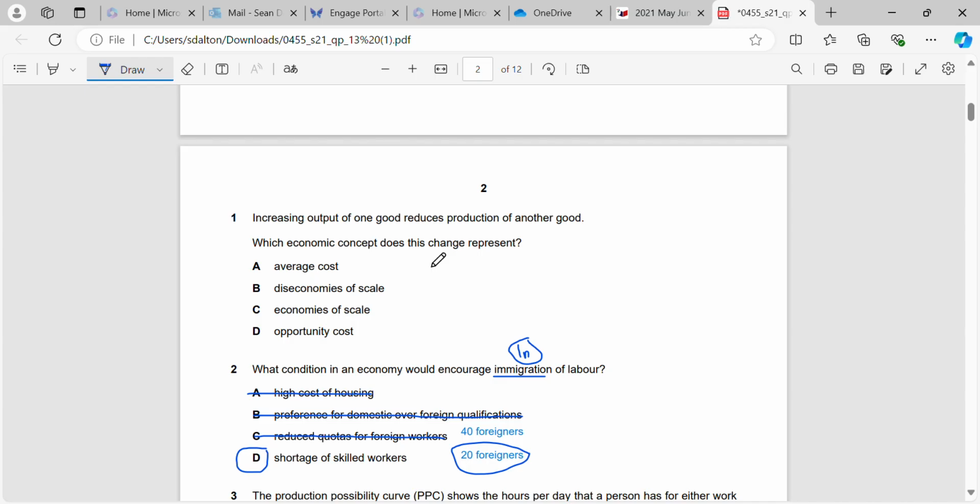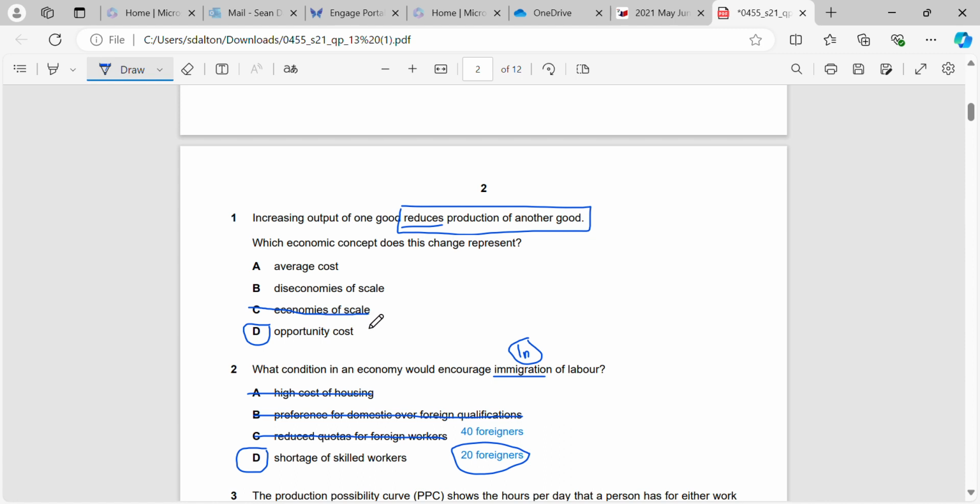So finally, last question. Increasing output of one good reduces production of another. What concept does this represent? That's opportunity cost. Making a decision which has a consequence of giving up something else. So increasing the output of one good means that we make less of the other good. That is the consequence that happens.